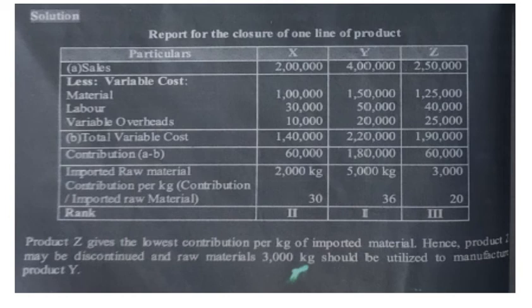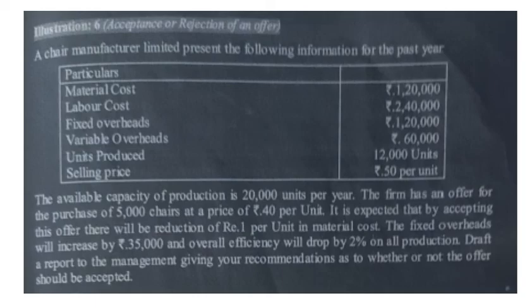So the next problem we are going to discuss is illustration 6, acceptance or rejection of an offer. Under this, a chair manufacturer limited presents the following information for the past year. Particulars and amounts are given, for which material cost, labor cost, fixed overhead, variable overhead, units produced, and selling price are also given in the problem.